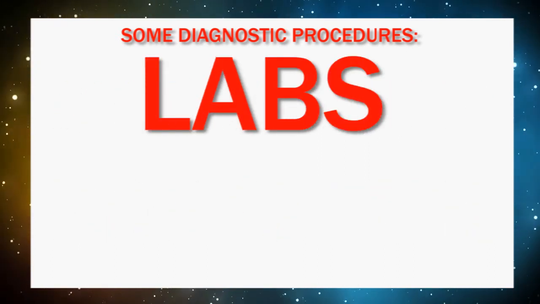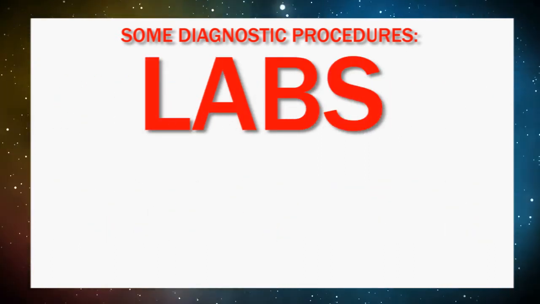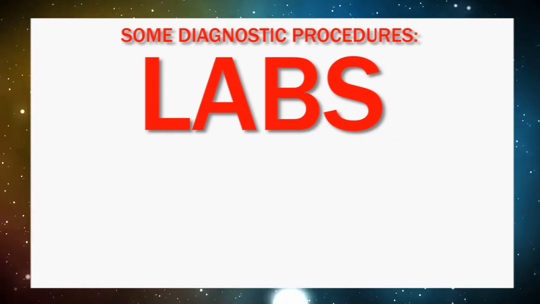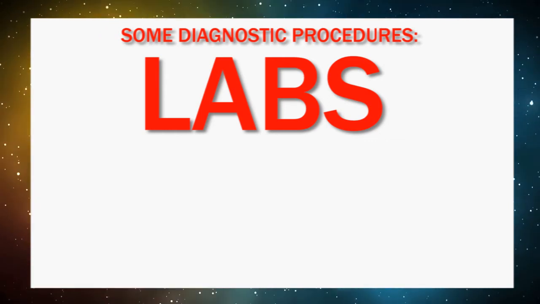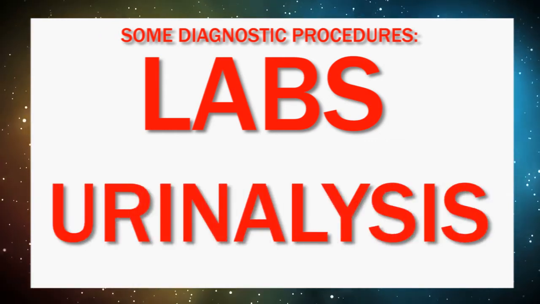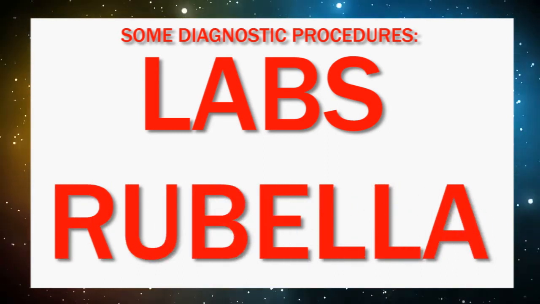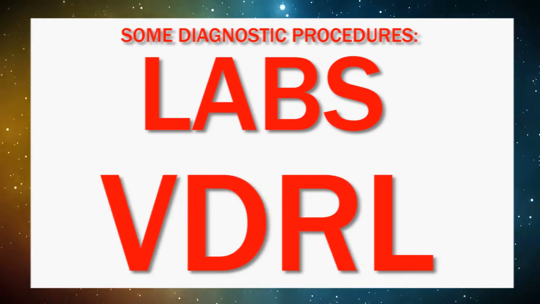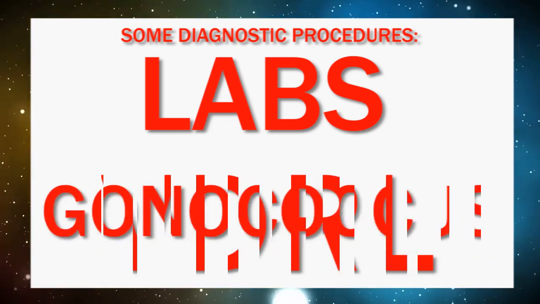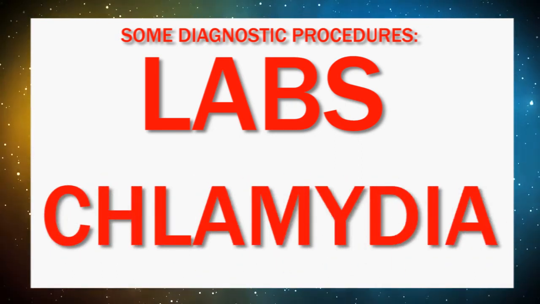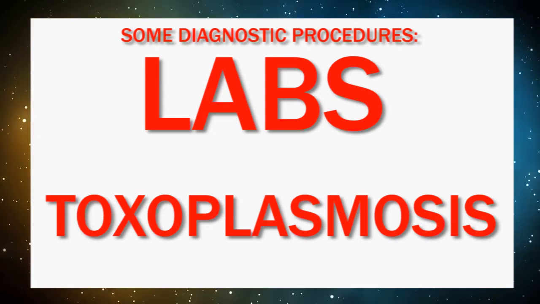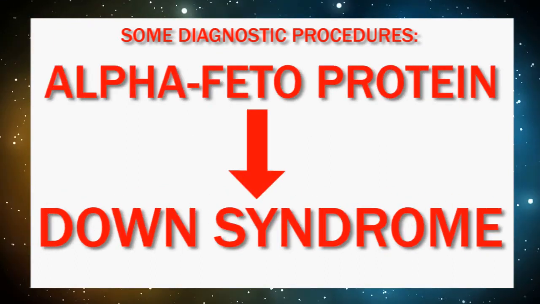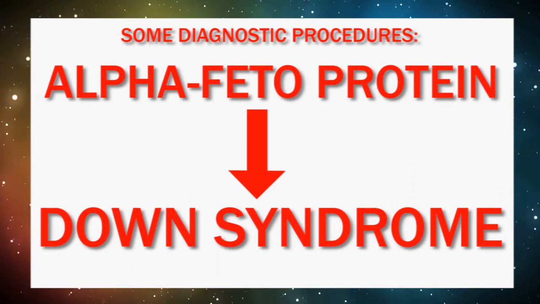Then we have labs like the CBC, which stands for complete blood count, blood typing, urinalysis, urine culture, rubella antibody titer, syphilis screen, the VDRL, test for gonococcus, test for chlamydia and toxoplasmosis, and alpha-fetoprotein to screen for Down syndrome, just to name a few.